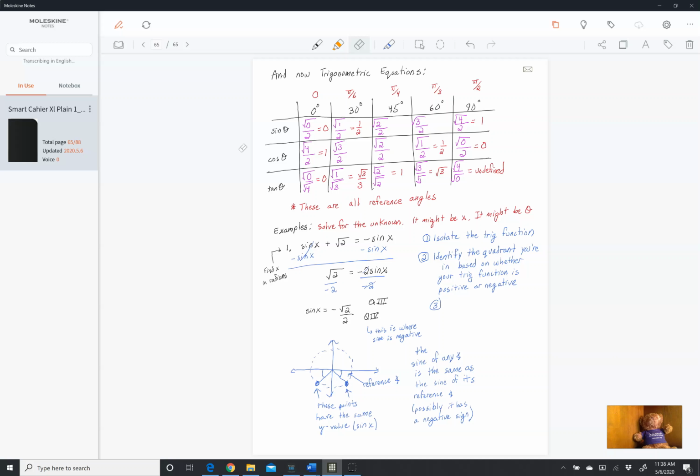Now you're going to identify your reference angle. Okay, so what's our reference angle here? Well, we're looking for an angle where the sine is square root of 2 over 2. That's pi over 4. So that's our reference angle.